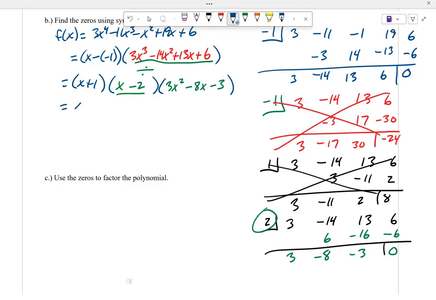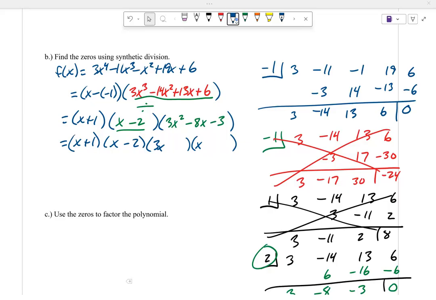So let's see what we got here. I got x plus 1, I got x minus 2, and then does this thing factor? So like this will factor, I think that's 3 and 1. That's going to have to be minus plus.